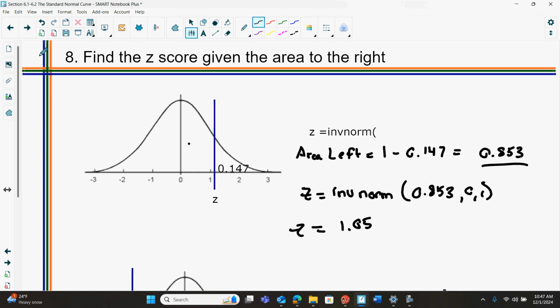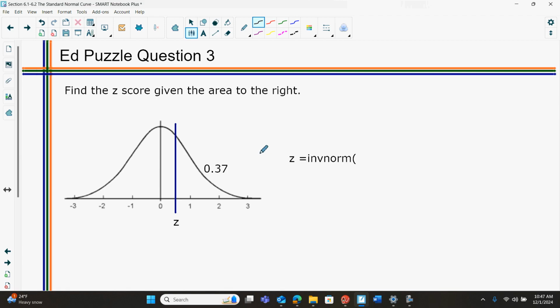But going from there, here's your puzzle question number 3. Given this area to the right, find the z-score given an area to the right of 0.37. Just a note before you do this, please stick around. We're going to do a little bit more, but there are no more puzzle questions. Go ahead.